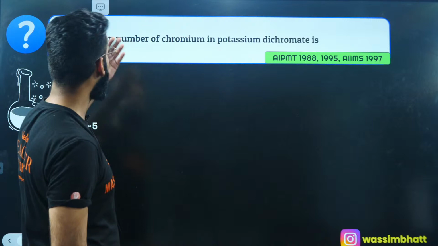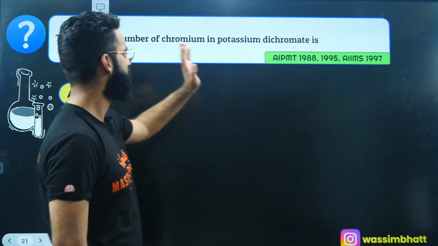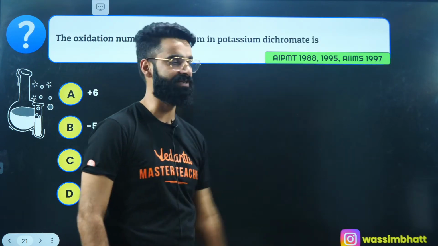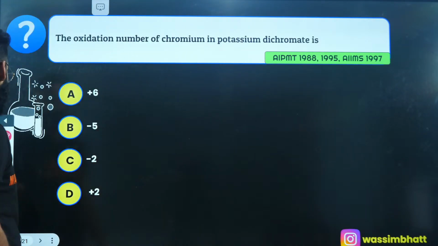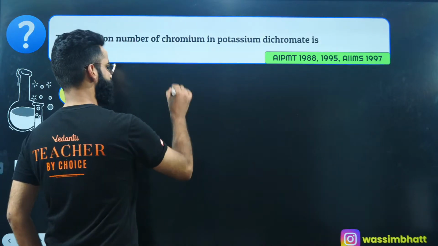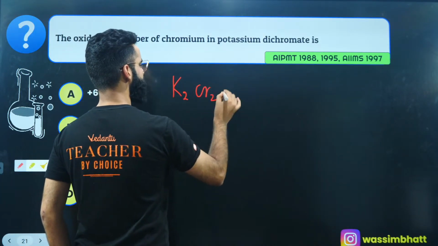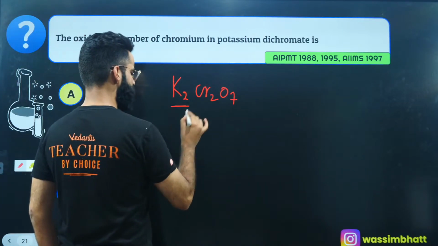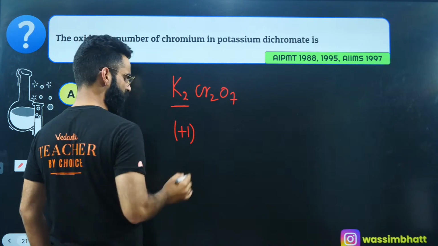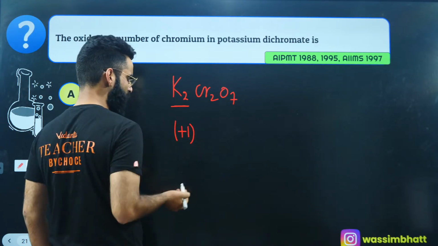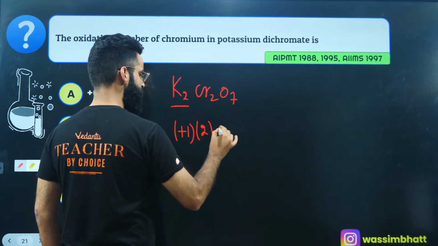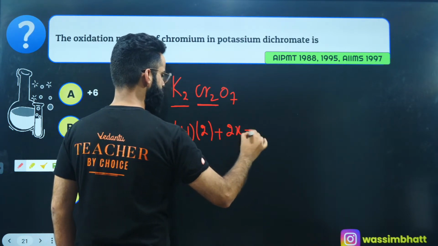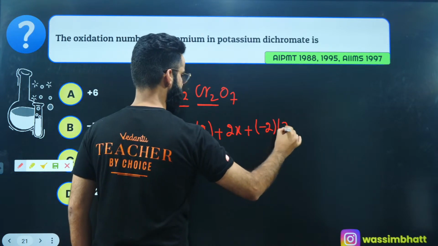Similarly, this question, the oxidation number of chromium in potassium dichromate. The question was asked in AIPMT 1988, again in 1995, and in AIIMS 1997 as well. Three times the same question was repeated, right? If you look at K2Cr2O7, it's a simpler one. Potassium dichromate, K2Cr2O7, right? So potassium is going to show plus 1 oxidation state because it belongs to group 1 elements, and group 1 elements always show plus 1 oxidation state, and there are 2 potassium atoms. Chromium shows the oxidation state of X, so it's going to be 2 times X. Oxygen is going to show oxidation state of minus 2, and there are 7 oxygen atoms.